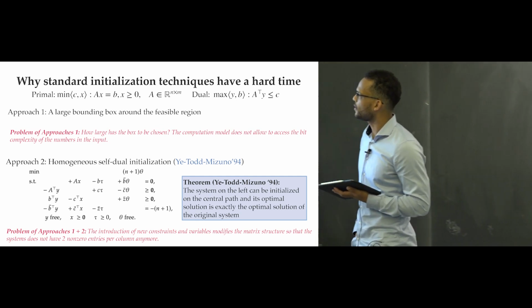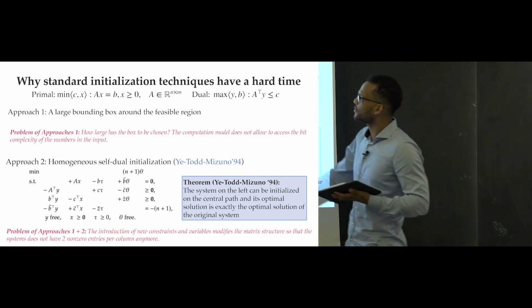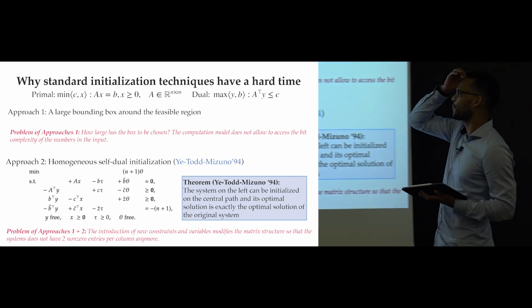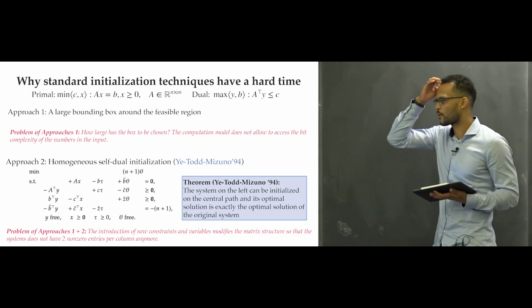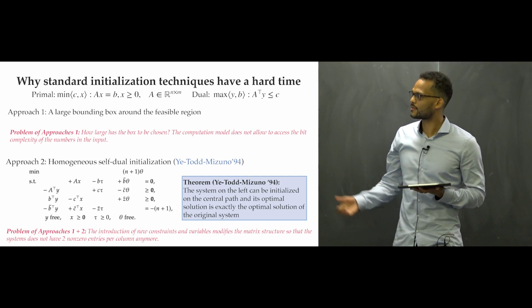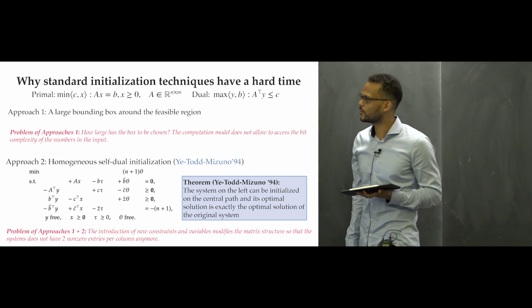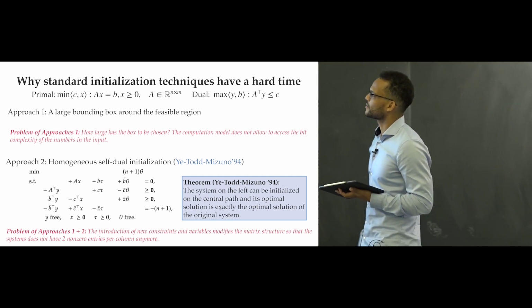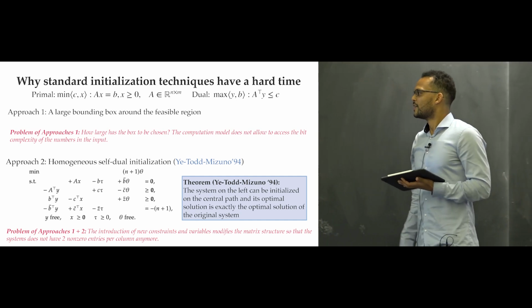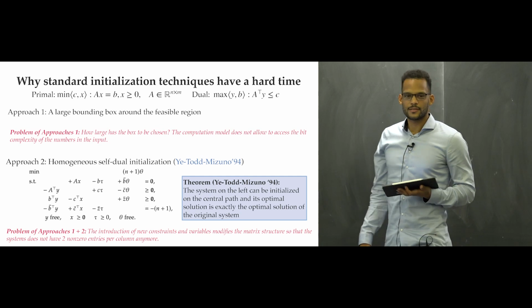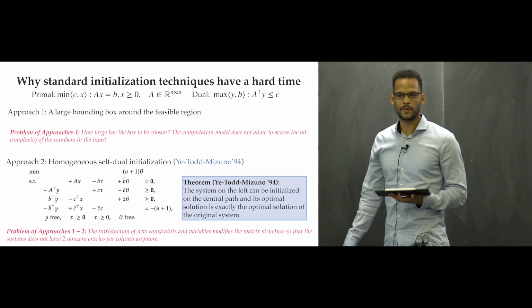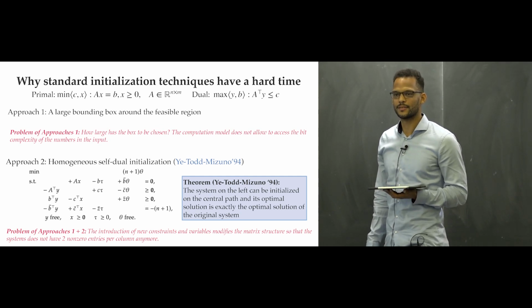One of them would be the big M method. You build a large bounding box around your feasible region, and then for this large bounding box, you know where there is a very central point, and you initialize it. This is a standard thing that you could do. The problem is, how large do you need to choose it? Usually you could choose it proportional to 2 to the number of bits in your input, but a strongly polynomial model doesn't allow that. You can't do that.